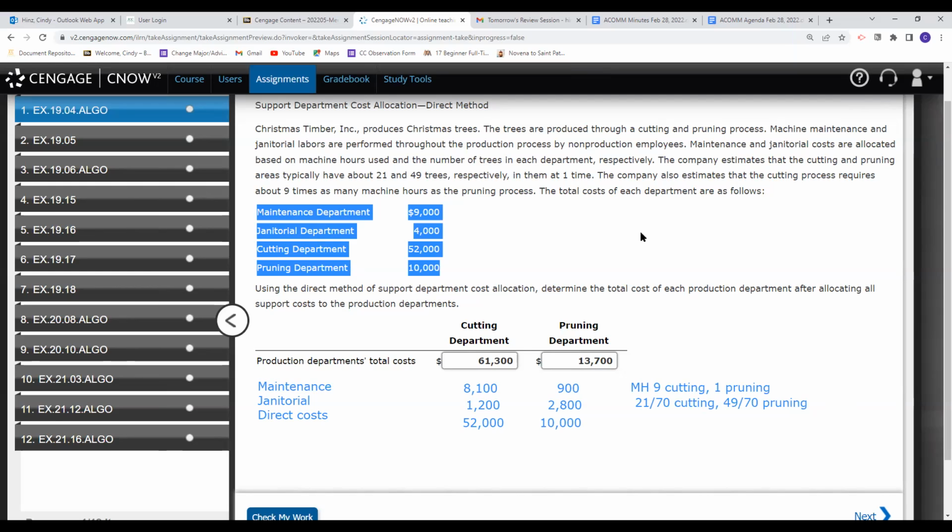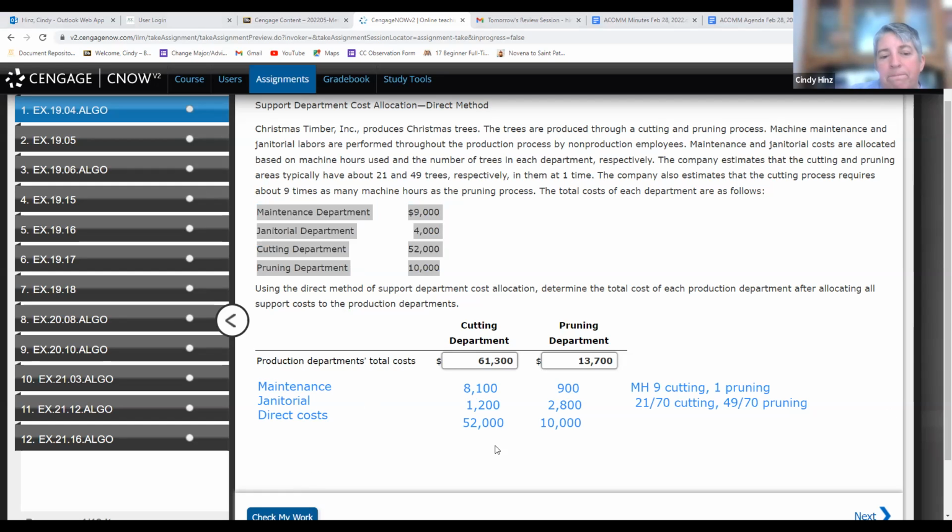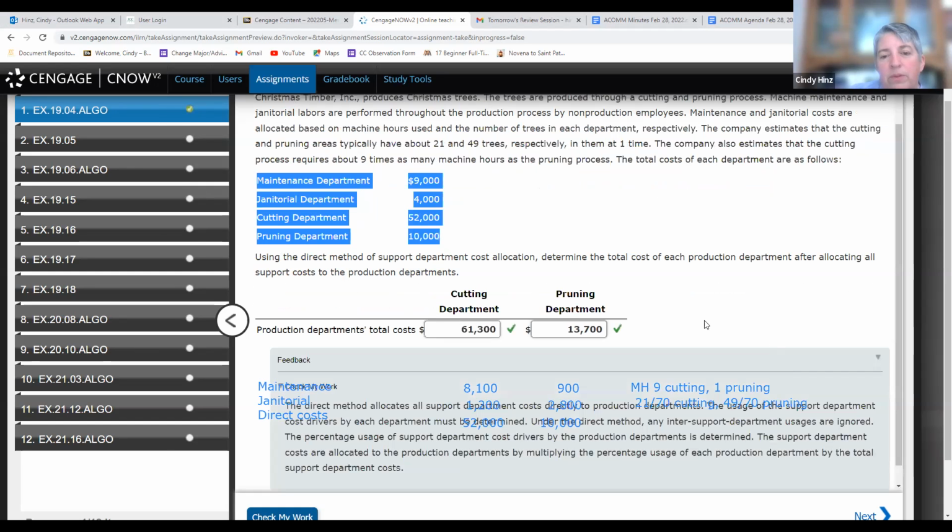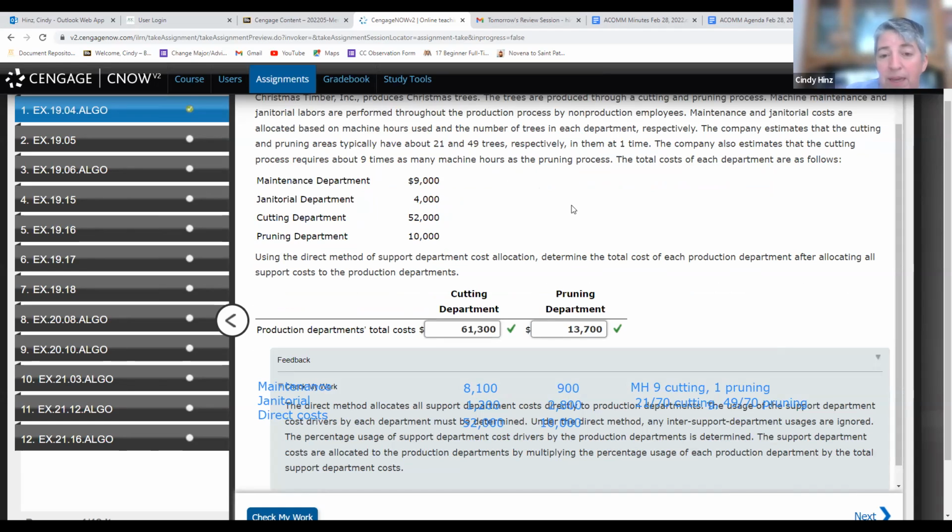I entered those and checked my work, but it says it was not correct. Yeah, what did I do? Pruning 21 and oh, well, because you need to use the numbers that are on your exercise, remember? So your numbers are going to be different. I don't know exactly which numbers because I can't see your screen, but your numbers are going to be different. Let me pause for a moment.